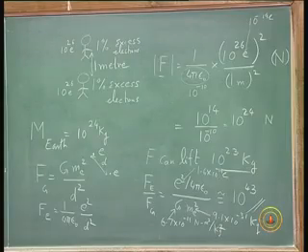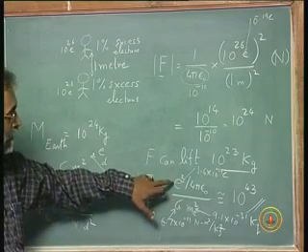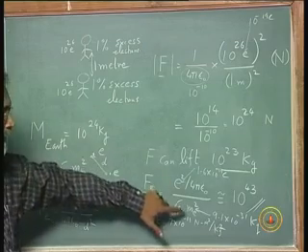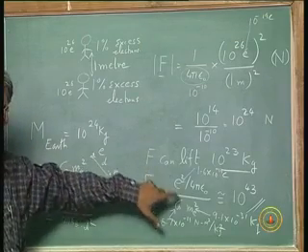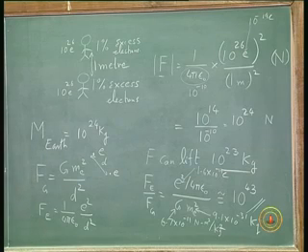Now, naturally, the gravitational force is proportional to mass, whereas the electric force is proportional to charge. So, if you took a heavier particle with the same charge, you will get a better answer. Well, how much better?